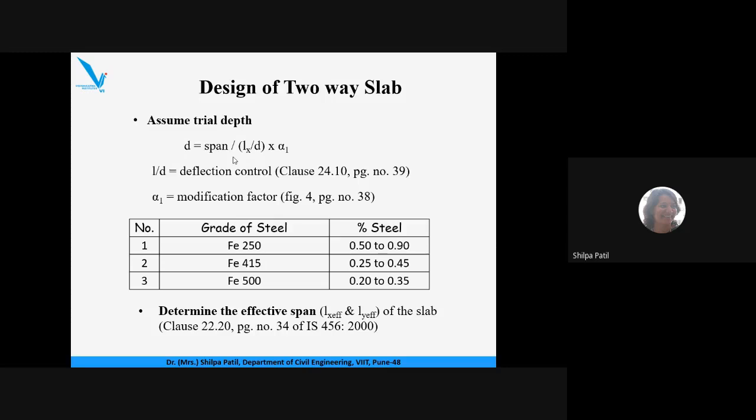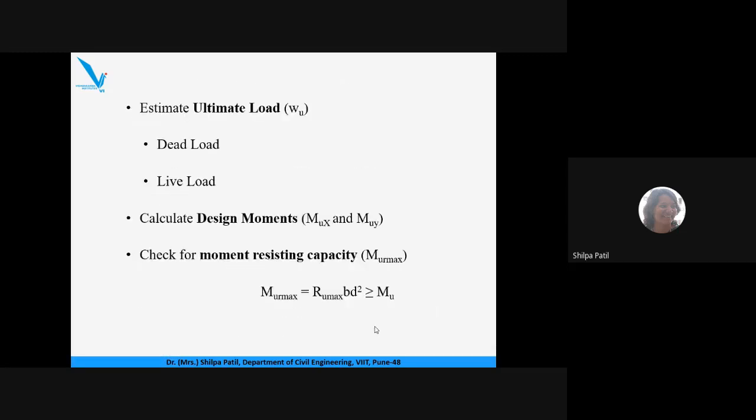Then the next step is determining the effective span. Again, there are two effective lengths we have to calculate, Lx effective and Ly effective of the slab. So again, the same clauses which we have referred for one-way slab, you have to refer and find out Lx and Ly. Then the next step, calculation of load, the same procedure, dead load, live load calculation. Then calculation of design moments. Here we have to calculate two moments, MUX and MUY, by making use of appropriate formula, alpha x, alpha y, finding the coefficient by referring appropriate table.